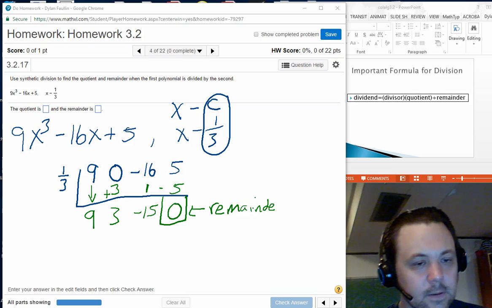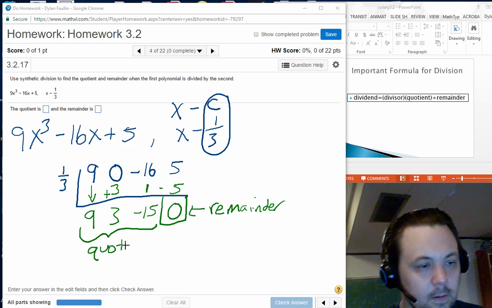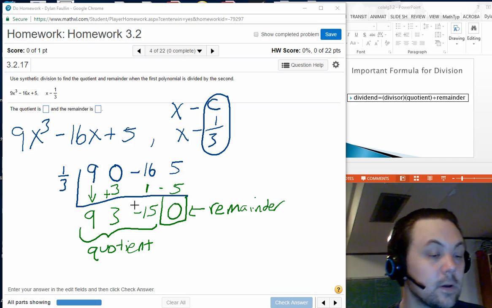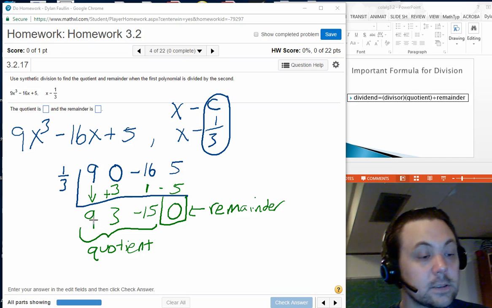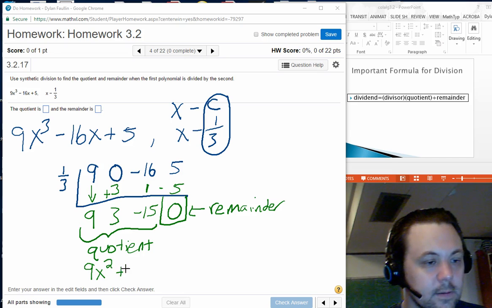All right, sorry about the extra stray marks there. The numbers in front of the remainder constitute your quotient, but they're just the coefficients. So we have to get the variables back into the answer. And so it goes from highest to lowest power as well. It'll start with 1 power less than what you began with in the original problem. This starts with x to the third power up here, so this will start with x squared. So our quotient is 9x squared plus 3x minus 15.